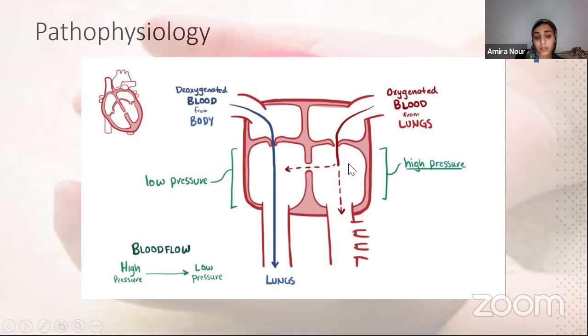Another point in the pathophysiology of VSD is that most of the stroke volume in the left ventricle is shunted to the right, actually in a large non-restrictive VSD. So the stroke volume or the cardiac output will be decreased, and those patients develop symptoms of congestive heart failure, symptoms of low cardiac output, and of course pulmonary venous congestion.